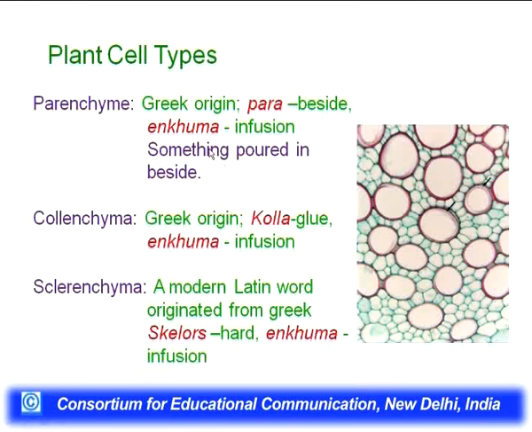nothing special about it. Collen, from the Greek word colla, means glue. So the collenchymatous cells have infusion with glue in the sides. And scleren, the modern Latin word that originated from the Greek word scleros, means hard, and enchyma means infusion. So if you think infusion is the cytosol or cytoplasm, and it has a scleros or hard covering, it is Sclerenchyma.